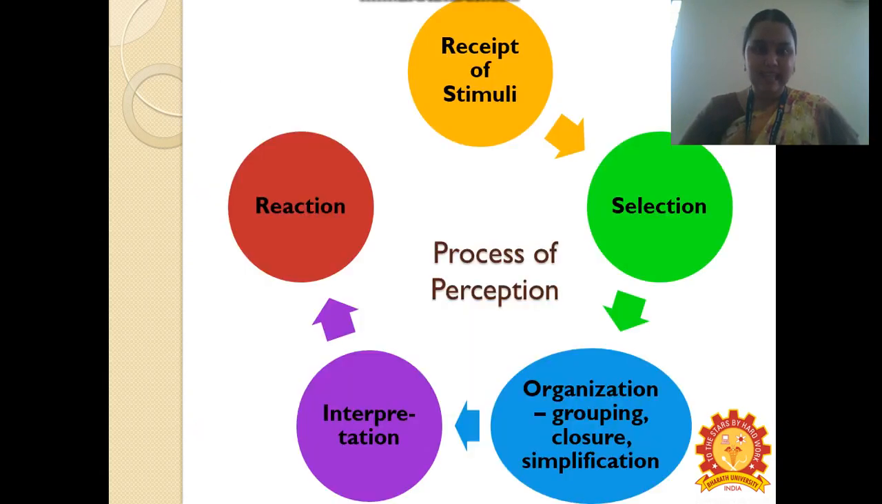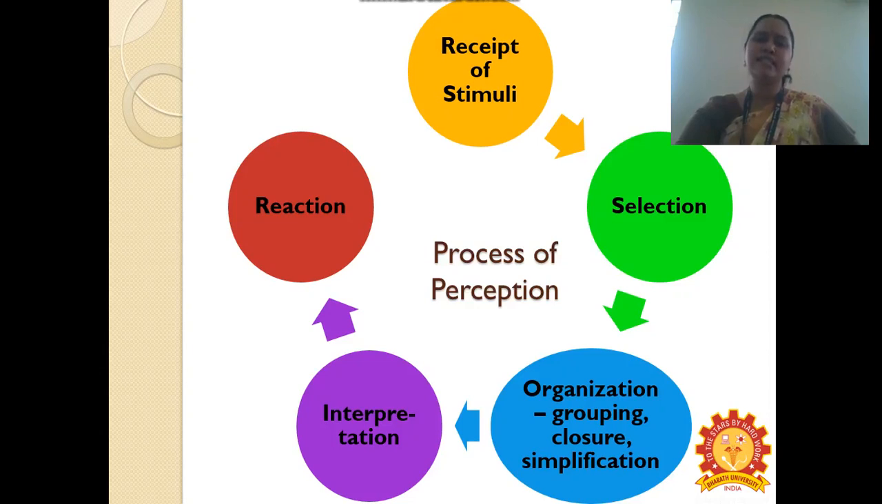The next slide talks about the process of perception. So what are the steps that are involved in the forming of a perception is seen here. The first one is receptive stimuli, then selection, organization, which consists of grouping, closure and simplification, and the next step is the interpretation, and then the final stage is reaction.